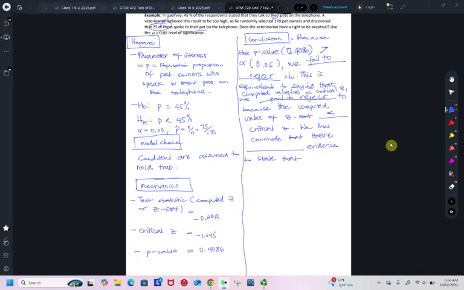So we conclude that if we're failing to reject the null this time, it means we do not have enough evidence for the hypothesis we really wanted to test. So we thus conclude that there is not sufficient evidence in favor of the alternative to state that the proportion of pet owners who speak to their pet on the telephone is lesser than 45%. We do not have enough evidence from the sample data to conclude this.